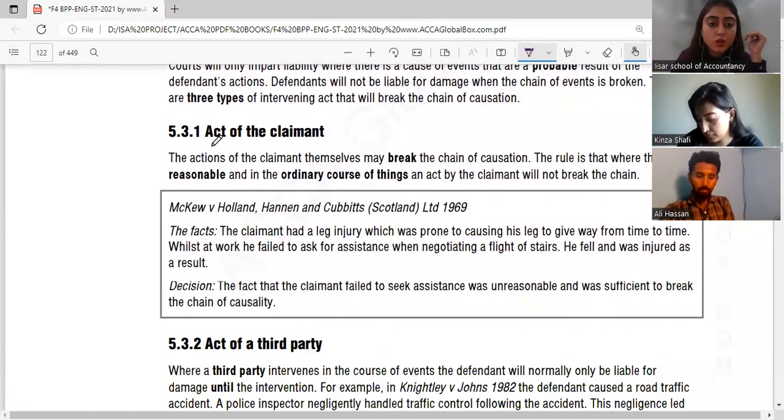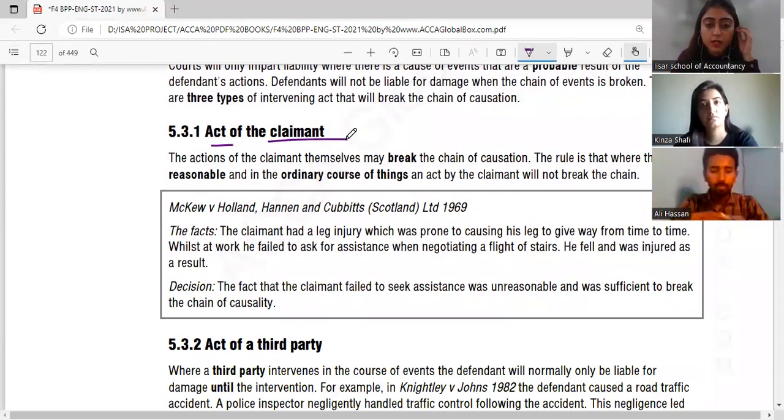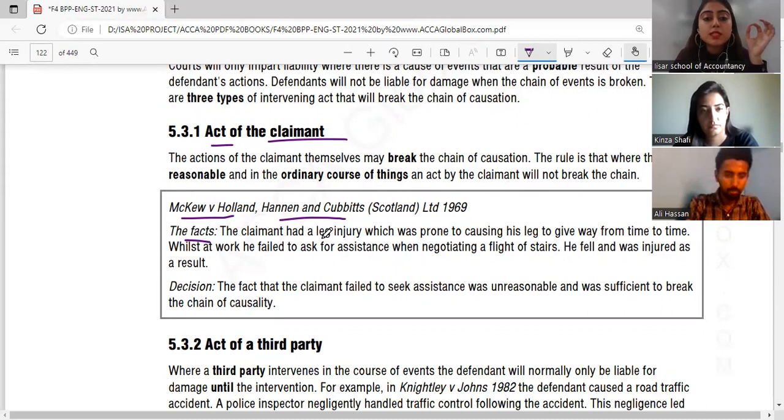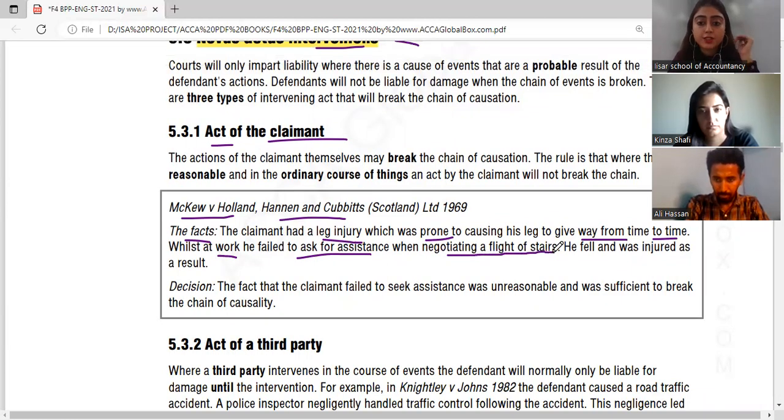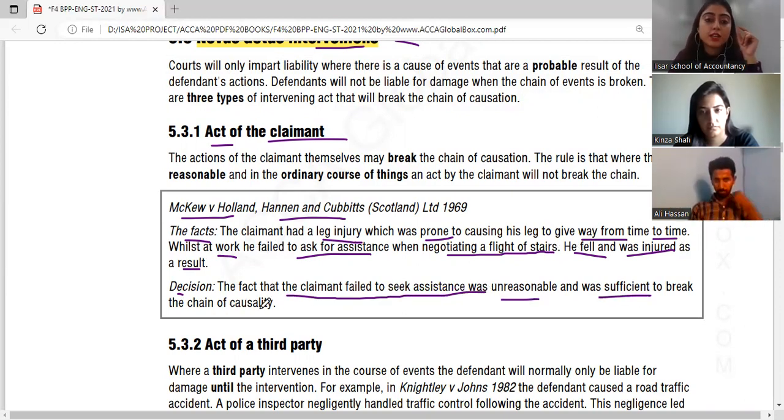The first one, the act of the claimant. What is it saying? There is McHugh versus Holland, Hannon and Cubitts Limited, 1969. The facts: the claimant had a leg injury, which was prone to causing his leg to give way from time to time. Whilst at work, he failed to ask for assistance when negotiating a flight of stairs. He fell and was injured as a result. The decision: the fact that the claimant failed to seek assistance was unreasonable and was sufficient to break the chain of causation. What are they saying?